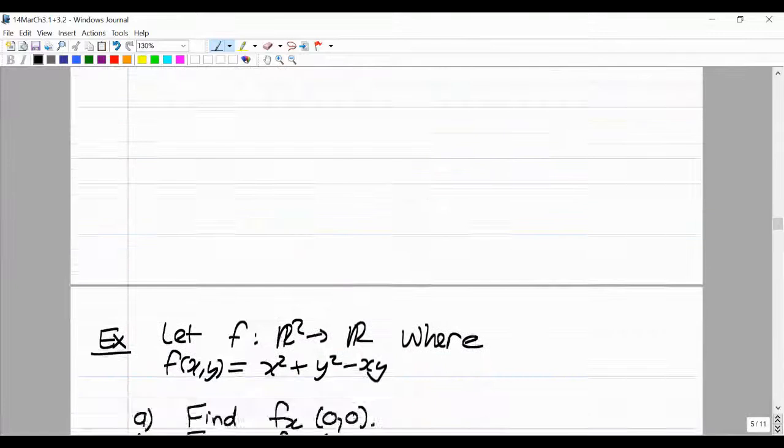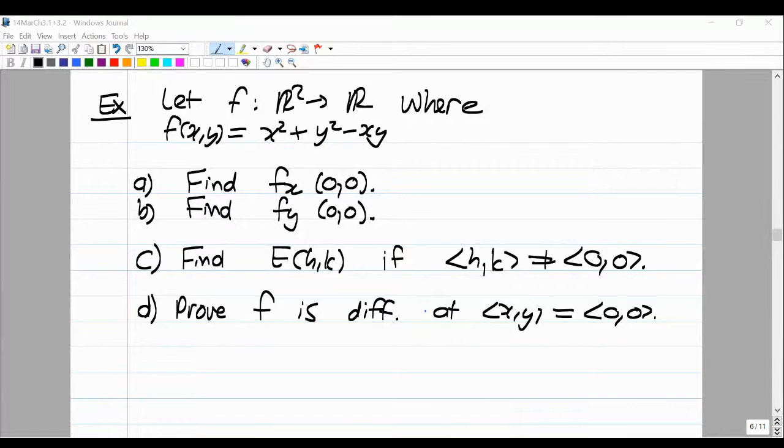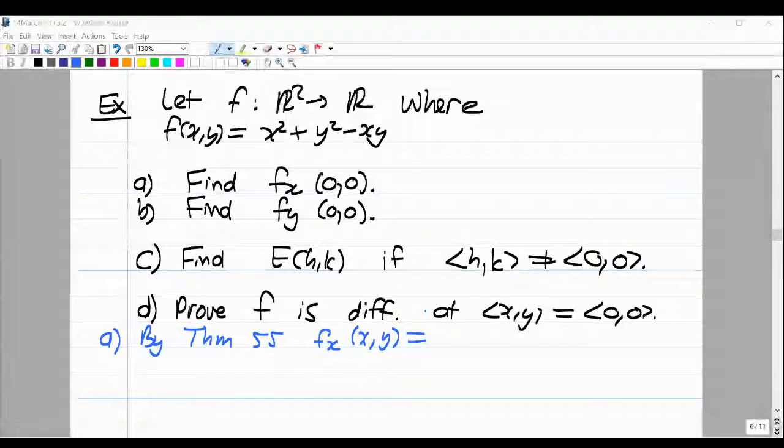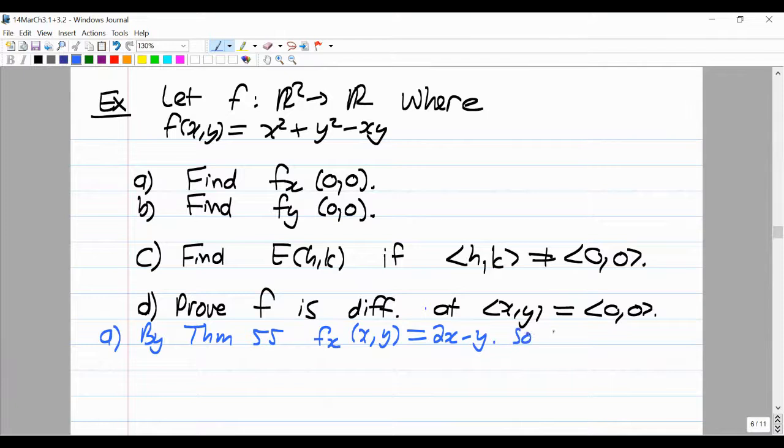All right, let's first do this example. Here's a function of two variables. Let's find f partial x at the origin. By theorem 55, what is f partial x equal to? Tell me in the chat. f is the function x squared plus y squared minus xy. What is f partial x? Don't do the limit calculation, you can if you want to. Yep, well done. It is 2x minus y. So f partial x at the origin is twice 0 minus 0, which is 0.